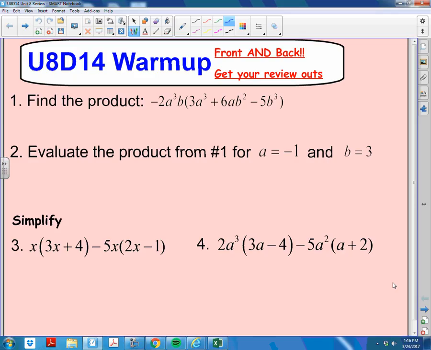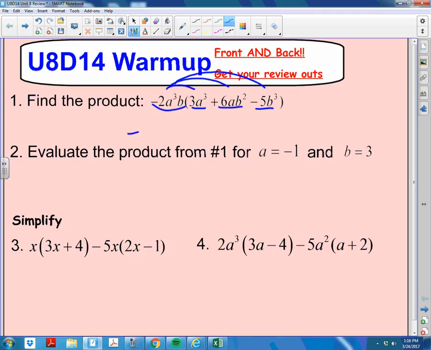Number 1 says find the product, which means we're simply distributing the coefficient to each of the 3 terms. We have 3 terms inside the parentheses. After you distribute, how many terms should you have? 3. And if they are not like terms when you start, that is a term, that's a different term, and that's a different term, then they will not be like terms when you are done, and you cannot add or subtract them. So then it's just multiplication rules.